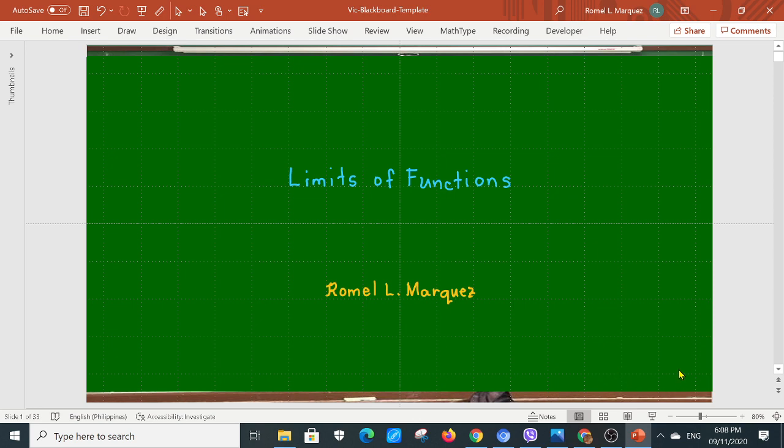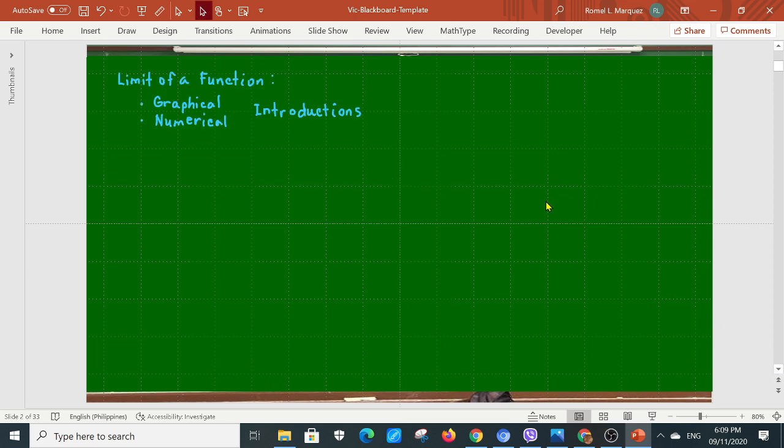So today's discussion, we're going to talk about limits of functions. Last time we had all about functions, and we're going to apply one of the properties of functions, and these are limits of functions. Specifically, we are going to have graphical and numerical introductions of limits of functions.